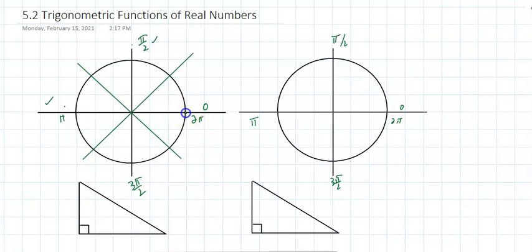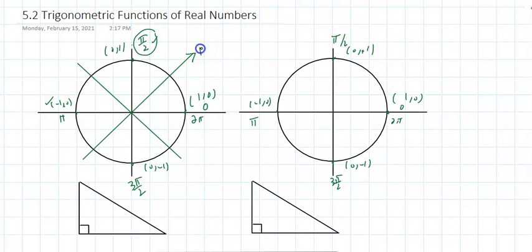We know this point is 1, 0. This point is 0, 1. This point is negative 1, 0. And this point is 0, negative 1. This point is 1, 0. Negative 1, 0. 0, 1. And 0, negative 1.